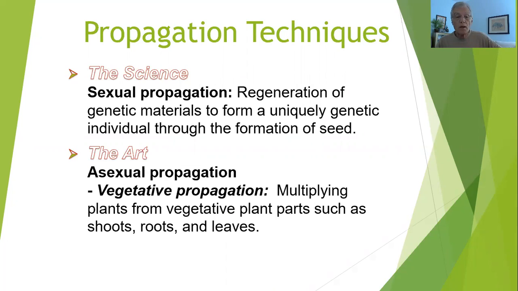One is sexual propagation, the regeneration of genetic materials to form a uniquely genetic individual through the formation of seed. I like to call it the science of propagation. And then asexual propagation, or vegetative propagation, which is the multiplying of plants from vegetative plant parts, such as shoots, roots, and leaves. And I like to call that the art.